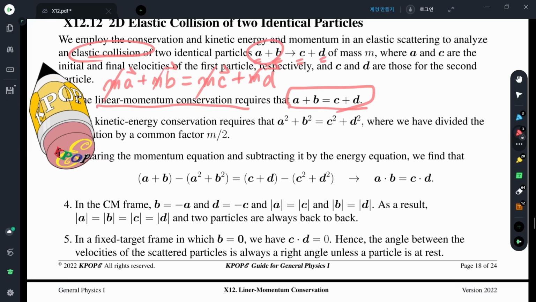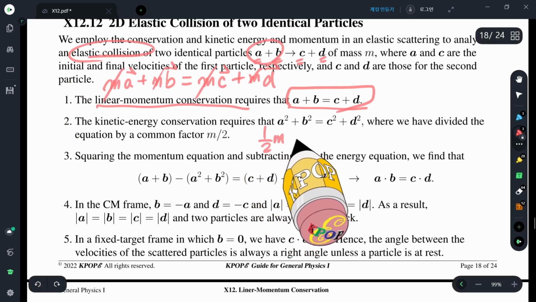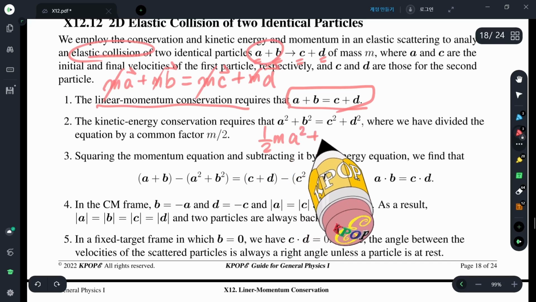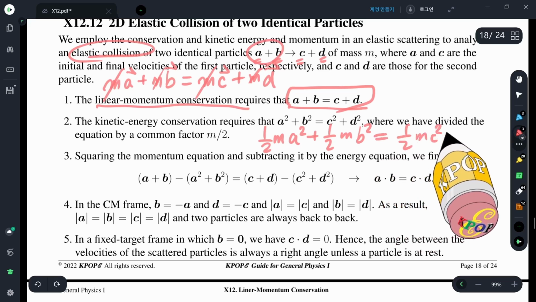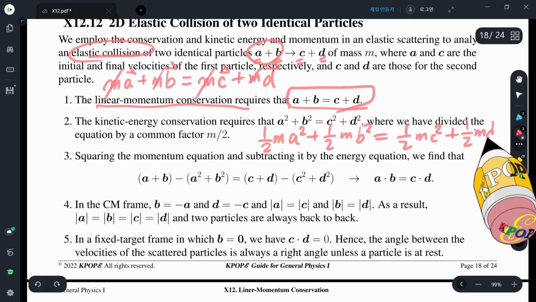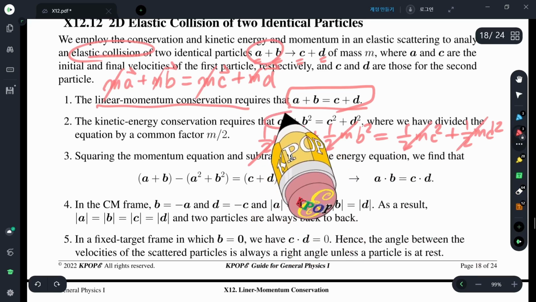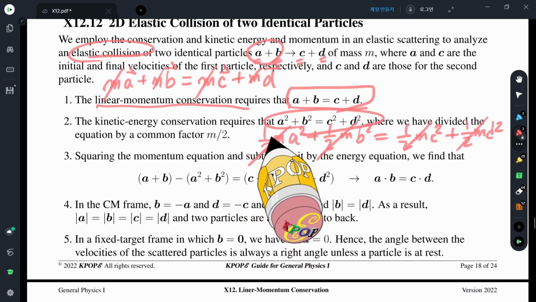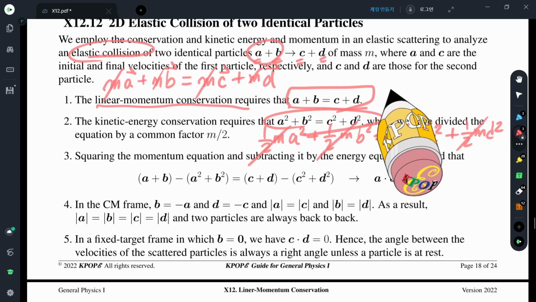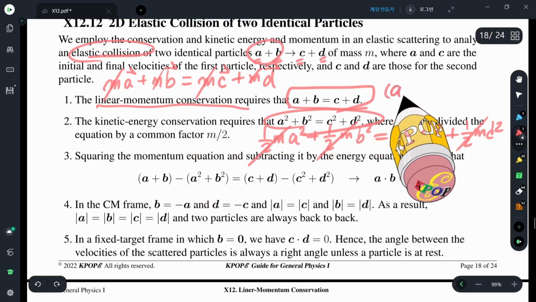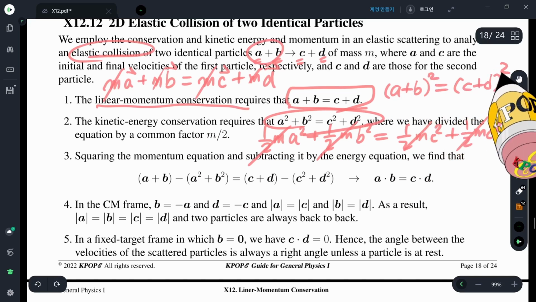So next we consider the kinetic energy, that is 1/2 mv squared. So 1/2 m a squared plus 1/2 m b squared equals 1/2 m c squared plus 1/2 m d squared. We can erase 1/2 of m, and we end up with a squared plus b squared equals c squared plus d squared. We can square the linear momentum conservation relation: (a plus b) squared equals (c plus d) squared.